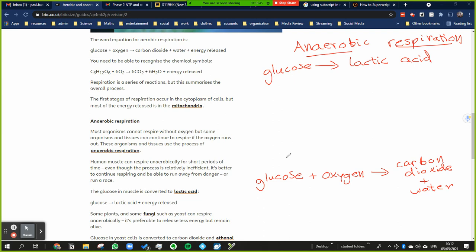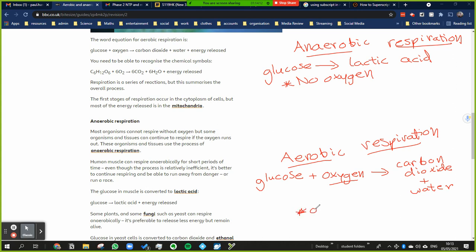Yes, and the first one that we wrote was aerobic. So notice, whoops, that's the wrong spelling. Notice that in the top one it doesn't have oxygen, in the bottom one it has oxygen. Okay, aerobic respiration. Now, let's just briefly compare. So this one, no oxygen, and this one, oxygen. So we have oxygen involved. There is oxygen reacting with the glucose.